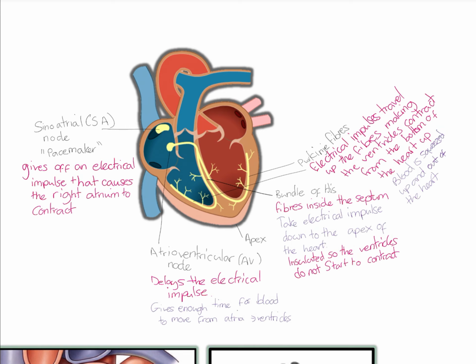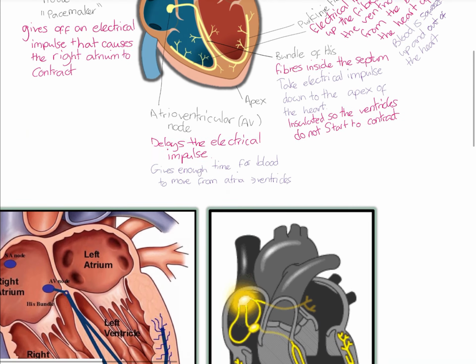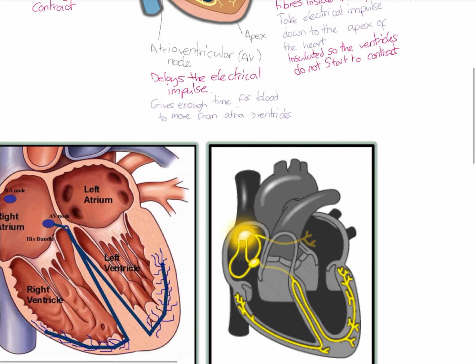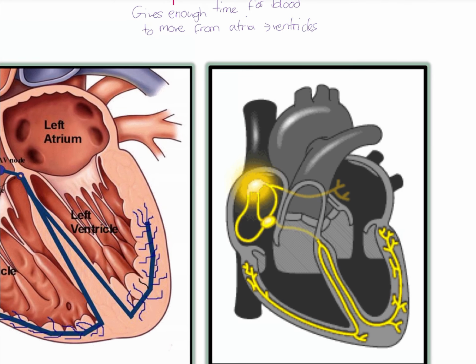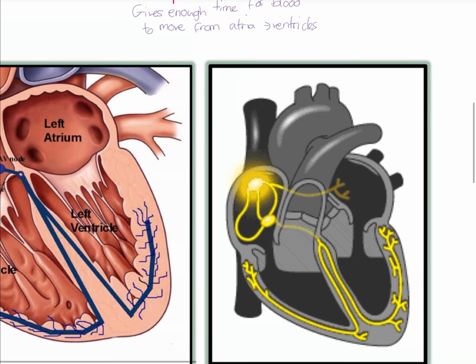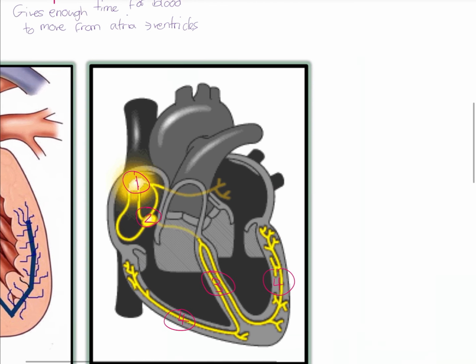We've just moved down to slightly different diagrams here. You can see very much the same thing, but this one we're focusing on showing the movement of the electrical impulse. So from initiation at the sino-atrial node, the impulse spreads over into the left atrium as well, but also down into the atrio-ventricular node, not directly down into the ventricles, but down the bundle of His through the septum, and then up, branching out into the walls of the ventricles.